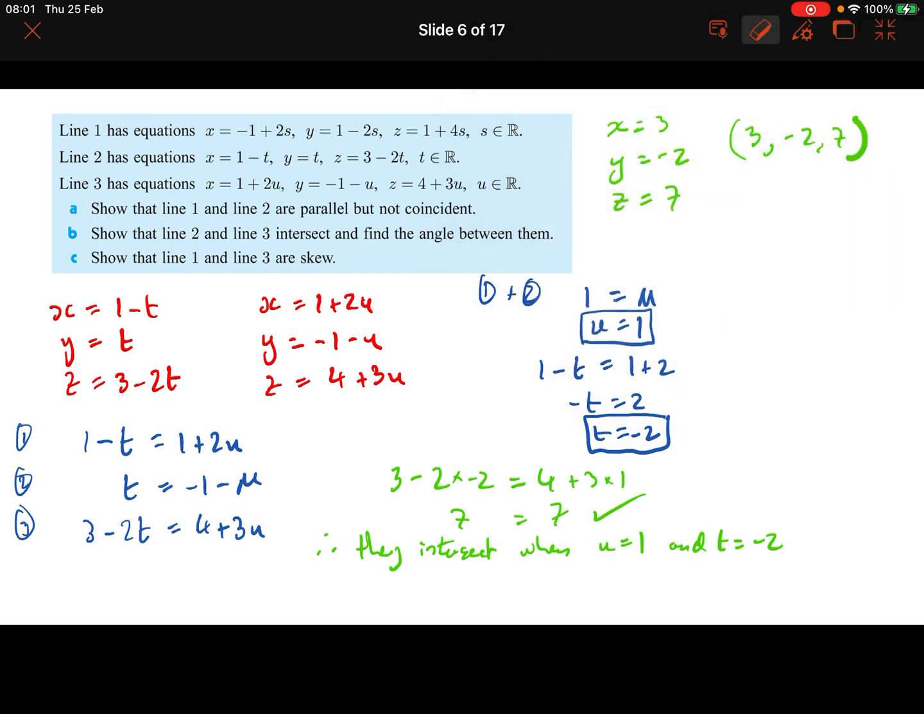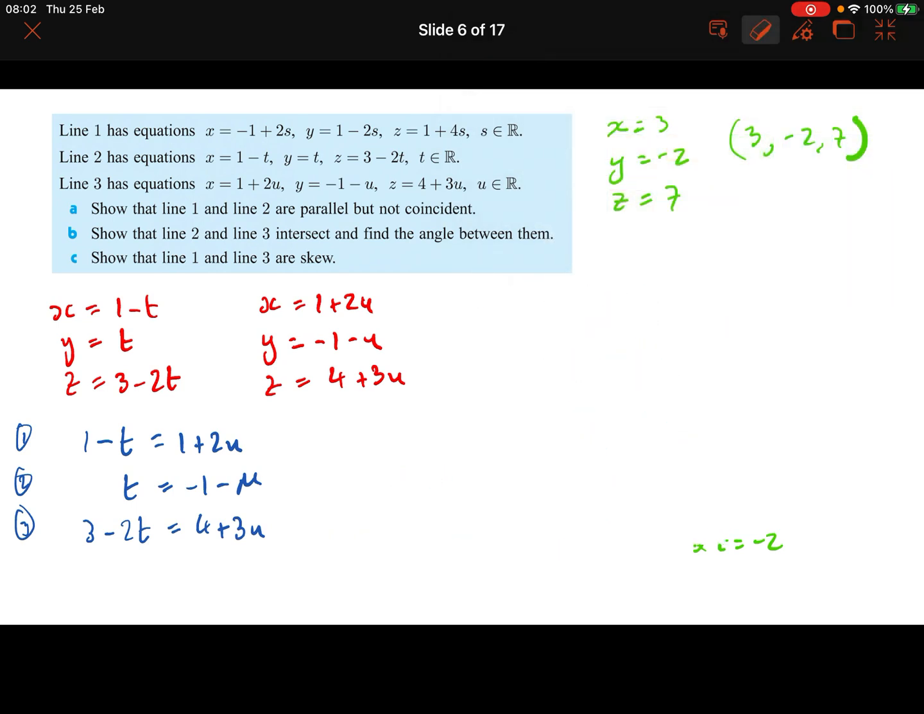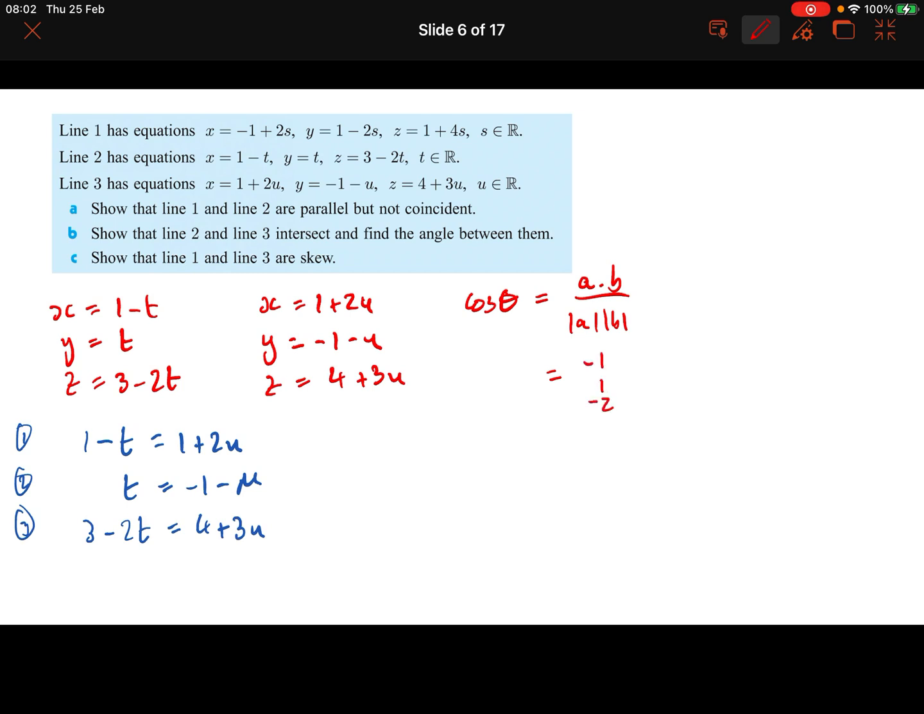Okay, again, just going to clear some space. Now I can find the angle between them, pretty easy. I'm just going to use this formula. Remember, the cosine of your angle is equal to the dot product of your direction vectors over the product of the magnitudes of your direction vectors. So the direction vectors of these two lines are (-1, 1, -2) and (2, -1, 3), over the magnitude of each one, that's the square root of 1 squared plus 1 squared plus 2 squared, times the square root of 2 squared plus 1 squared plus 3 squared.